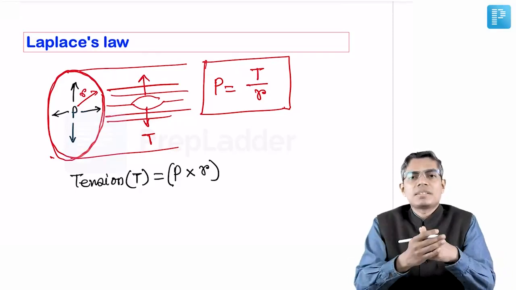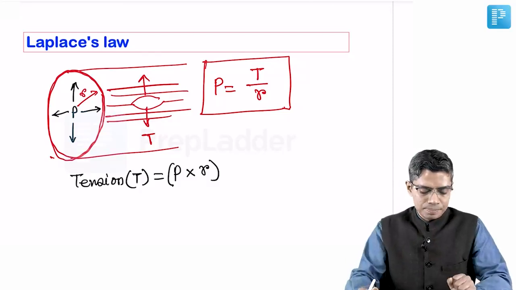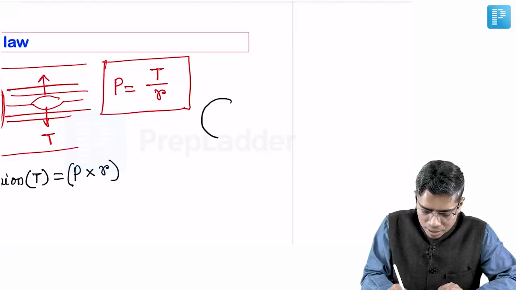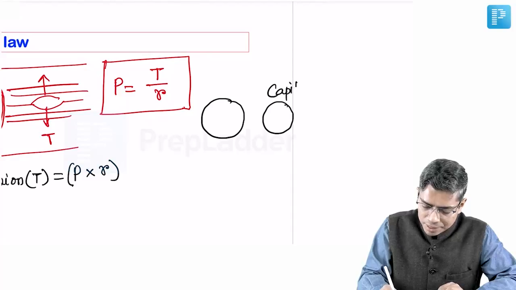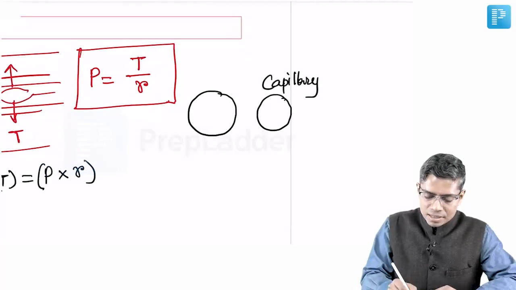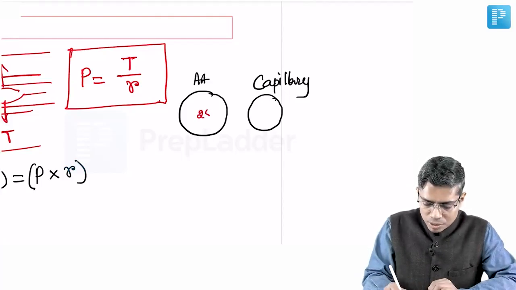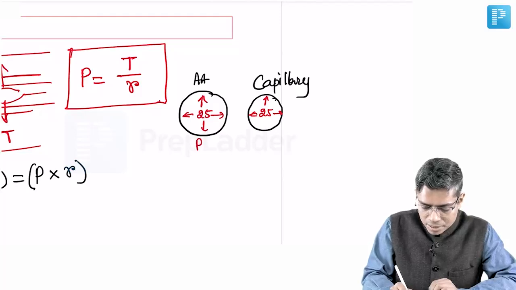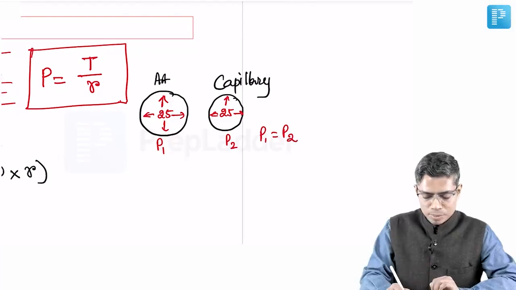Now, what is the application of this Laplace law? This is applied in many aspects in cardiovascular system and respiratory system. According to the Laplace law, suppose I have a large diameter vessel and a small diameter vessel. Suppose this small diameter vessel is a capillary and this large diameter vessel is an arteriole. In both of these vessels, I have given a luminal pressure of 25 millimeter of mercury. That means P is equal in both these vessels, P1 = P2.